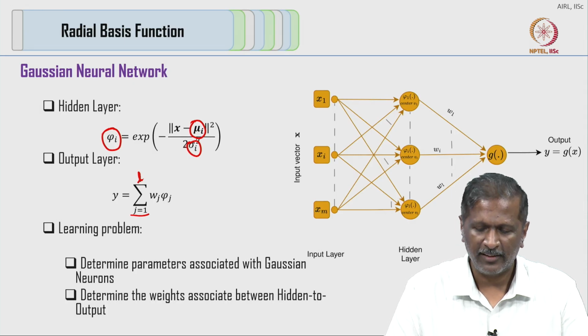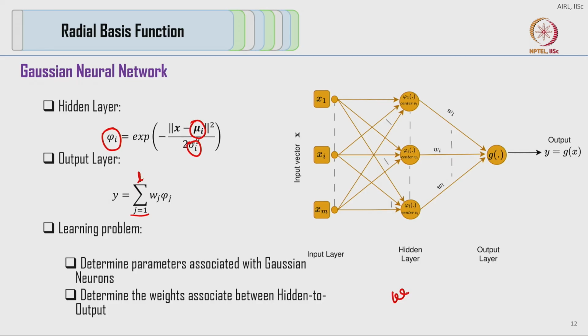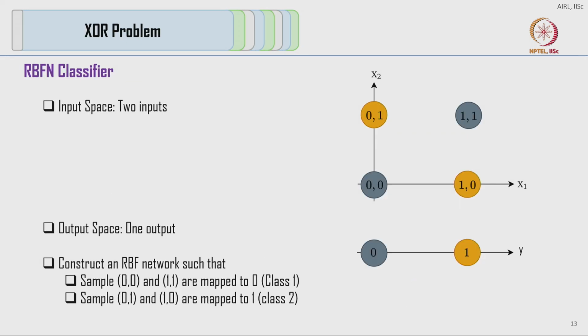We need to find the parameter w, which is the weight connecting the hidden layer and output layer, the mu, the Gaussian center, and sigma. There are L such values and your weight vector w. We have to determine these such that it approximates the input and output very well.